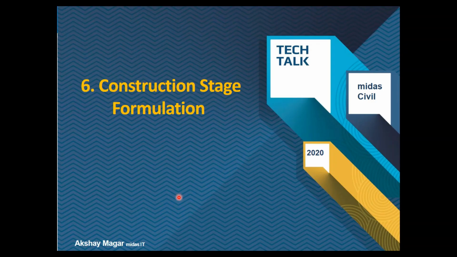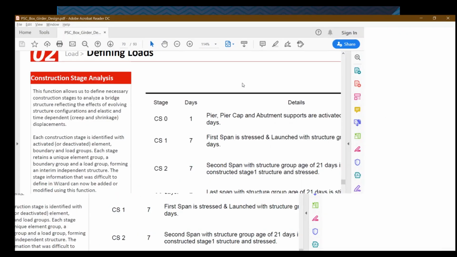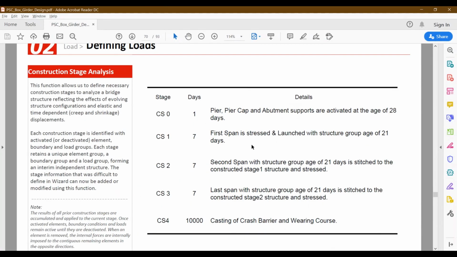Now we will see how we can define the construction stages in Midas Civil. These are all the various construction stages that we have. For the first stage, we have the substructure, where your pier, pier cap and the abutment support should be activated at the age of 28 days.